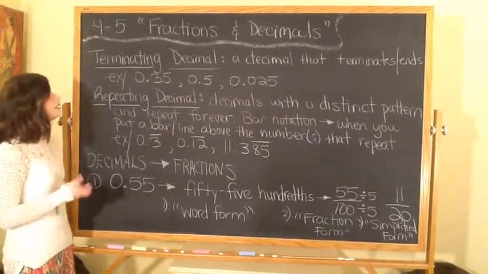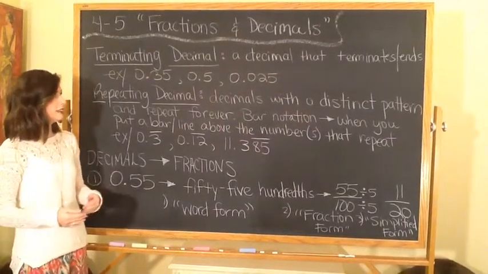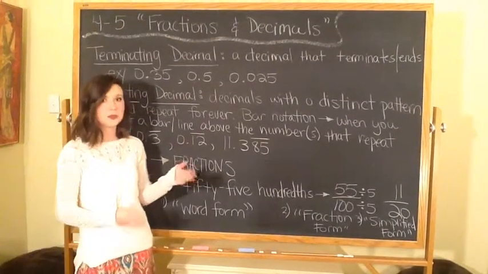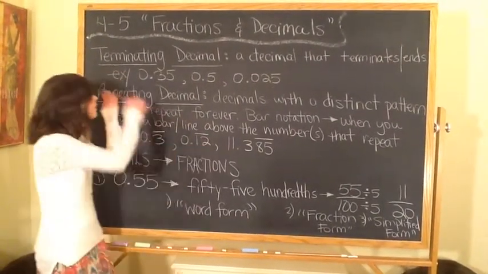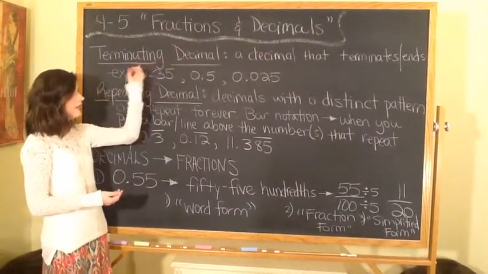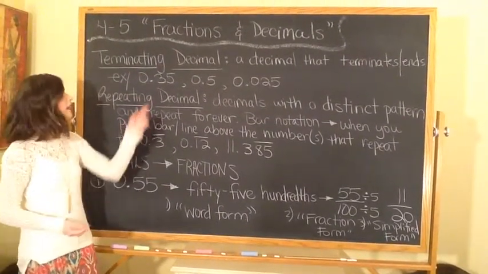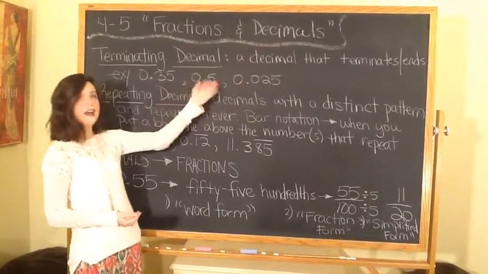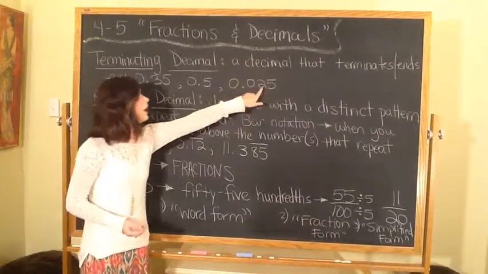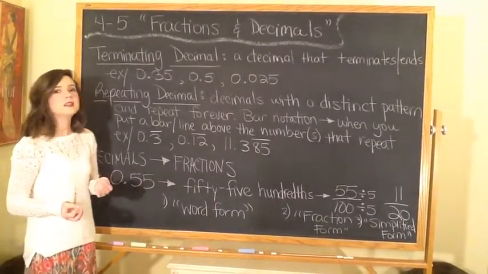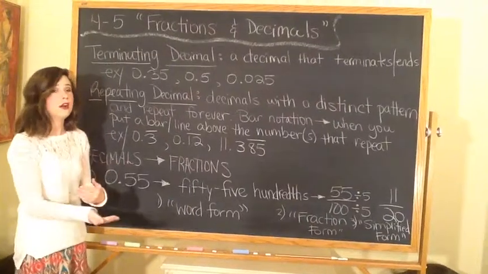The first term that I want to talk about is a terminating decimal. A terminating decimal is a decimal that terminates or ends. So it's kind of in the phrasing of it, it tells you what it is anyways. Basically it's a decimal that ends. Decimals like 0.35 or 35 hundredths, or 0.5 or 5 tenths, or 25 thousandths. So those are different decimals that end. They don't go on forever.